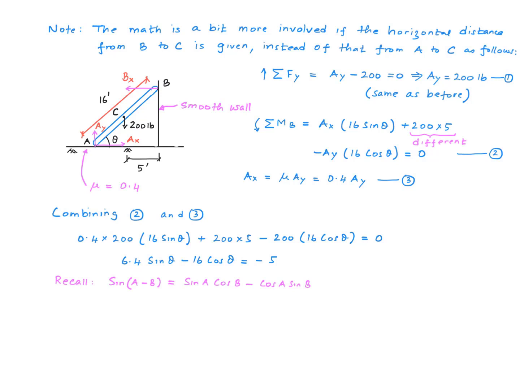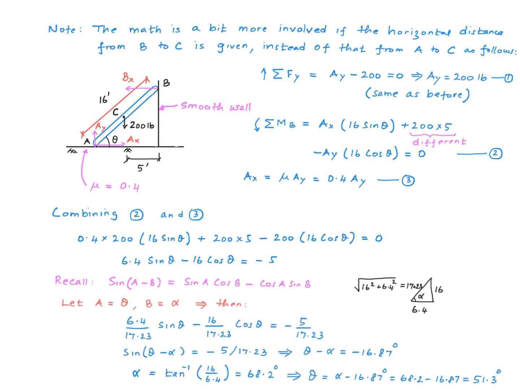To solve this equation, let's recall this trigonometric formula. Sin(A minus B) equals sin A cos B minus cos A sin B, right? The rest of the steps in solving theta from this equation proceed as follows. We're going to define a fictitious angle called alpha as this. We define a right triangle such that the adjacent side of alpha is 6.4 and the opposite side is 16. And then the hypotenuse, of course, works out to be 17.23. Now we take this equation and divide through by 17.23. Now we recognize that this is cosine alpha and this is sine alpha, right?